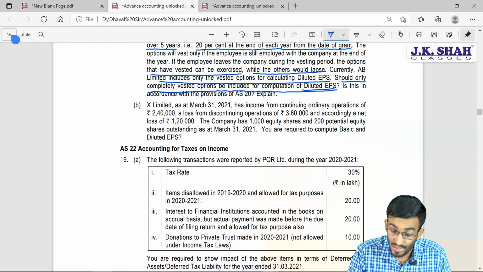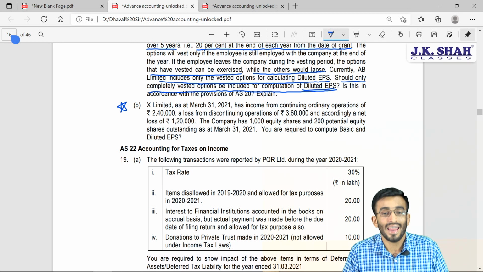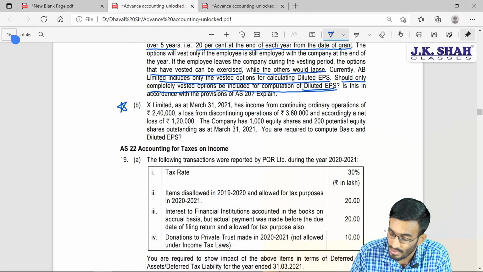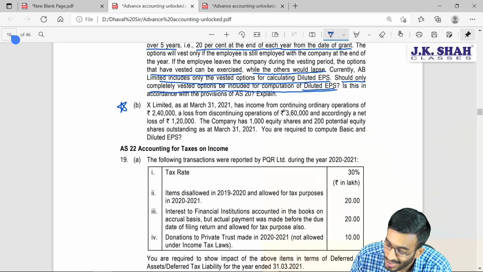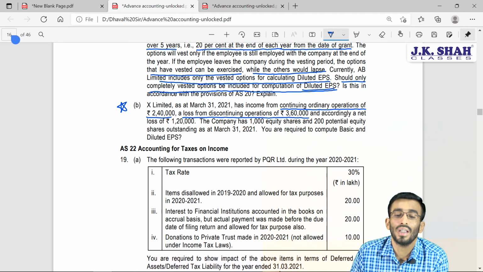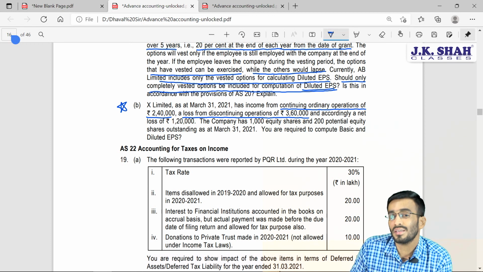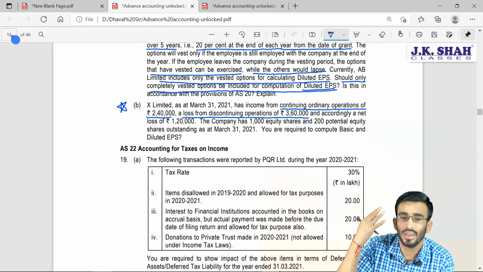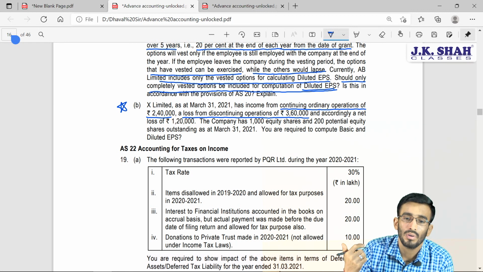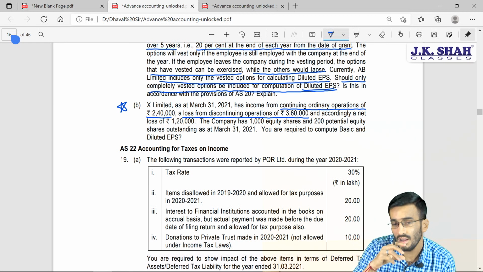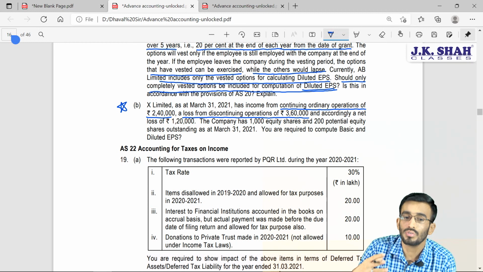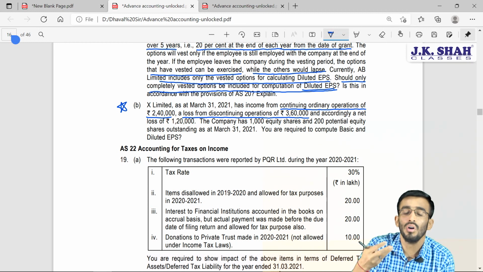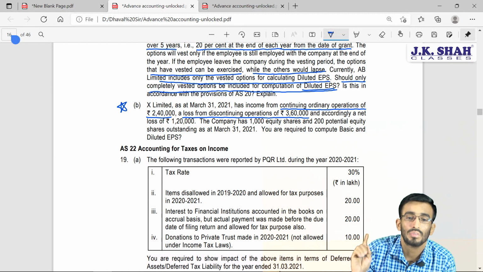Let us see the B part, which is very interesting. X Limited, as at March 31st, 2021, has income from continuing ordinary operations of 2,40,000, a loss from discontinuing operation of 3,60,000. That is nothing but AS24 discontinuing operation, where the separate disclosure needs to be given with respect to profit or loss from discontinuing operation. In P&L statement, you must have seen at the end they have given a separate disclosure for a discontinuing operation, that we need to give a separate disclosure for profit or loss from discontinuing operation.